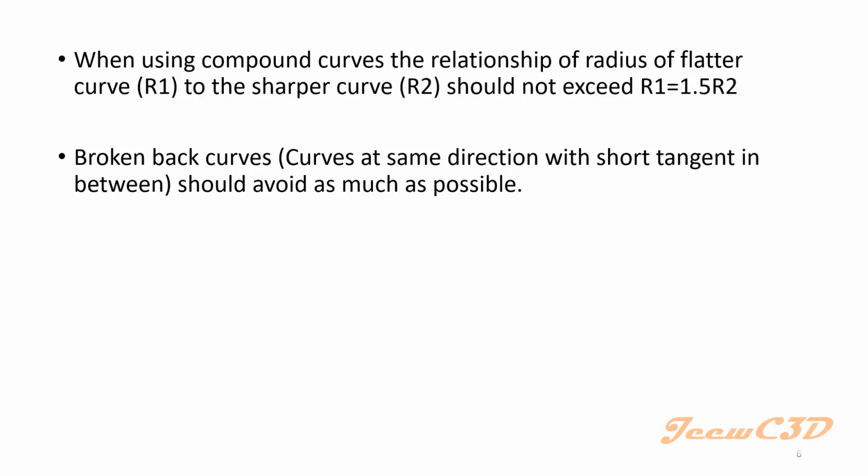That means the larger radius curve should be equal or less than 1.5 times the sharper radius curve. Then you have to avoid broken back curves as much as possible. Broken back curves means two curves rotating in the same direction with a small short tangent or small straight section in between.